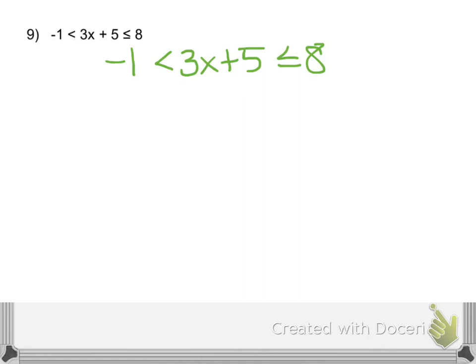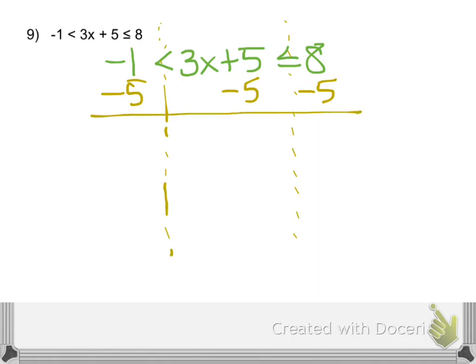For a compound inequality that's an AND compound inequality, in other words, 3x plus 5 has to be greater than negative 1 and less than 8, you could write this out as two separate inequalities with that conjunction AND, or you can just solve two inequalities at the same time. So in other words, the first thing we have to do in order to get the X by itself would be to subtract 5. So we need to subtract 5 on all three parts, keeping in mind that we actually have two inequalities that we're solving.